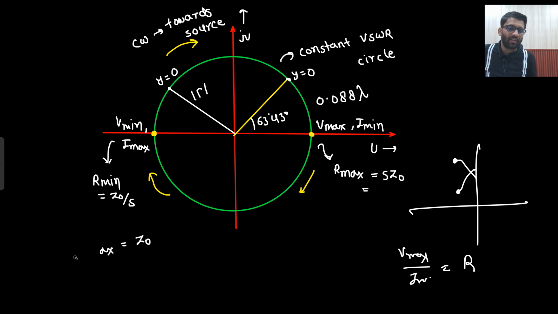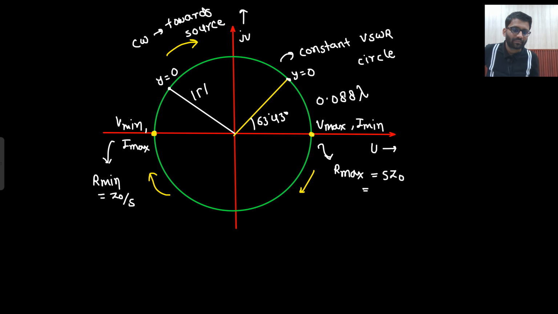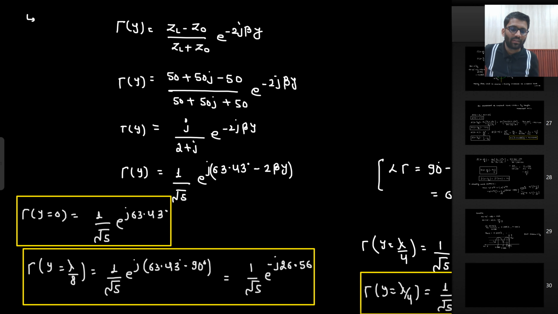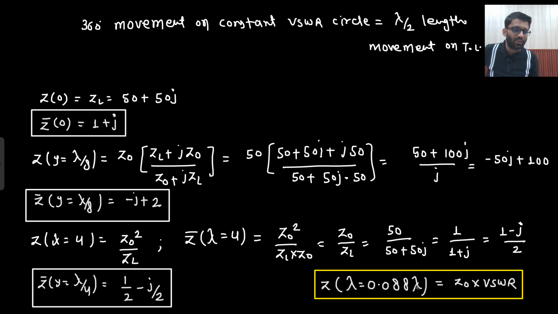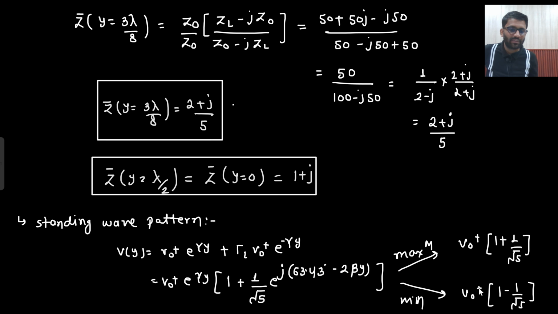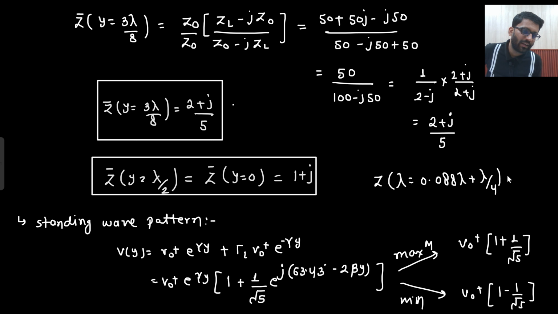On the same calculation, what else can you do? Here you calculated at 0.088 lambda. The same Z you can calculate at 0.088 lambda plus lambda by 4. You can calculate there and it will come out to be Z0 by S, because this is the point of your minima.